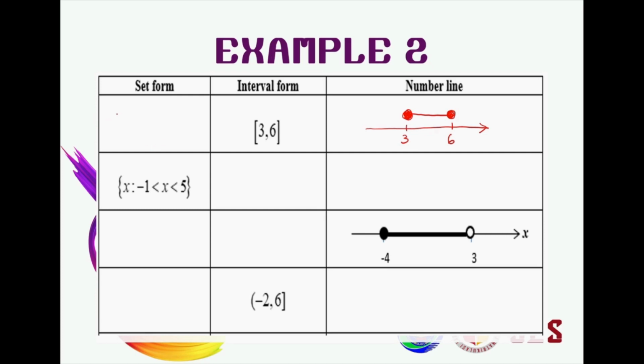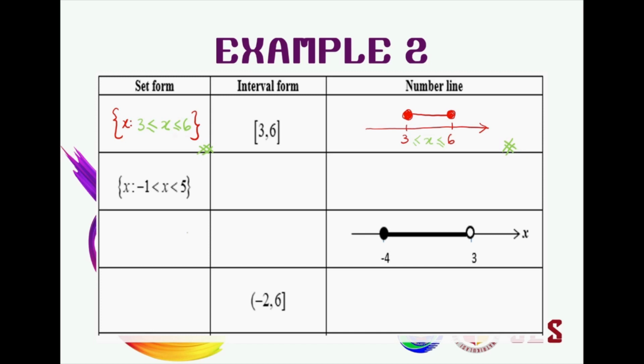And how are we going to write the set form? Set form must have a bracket like this, and always have x like that. So how are we going to write x bigger than 3 and less than 6? Let's say we write x here, x is greater than 3, less than 6. Since this is a closed bracket and a black circle, it should have an equal sign. So put it in the set form. There you go.